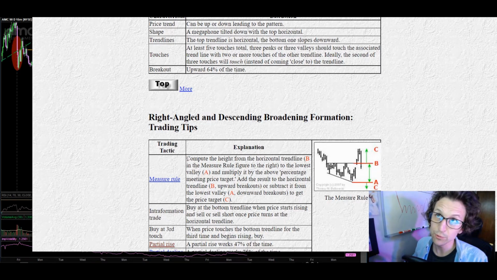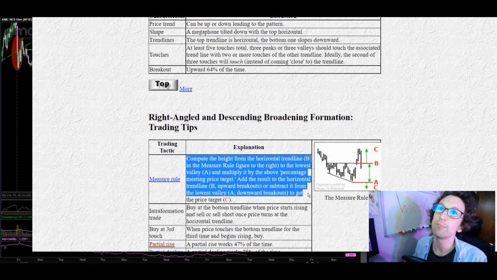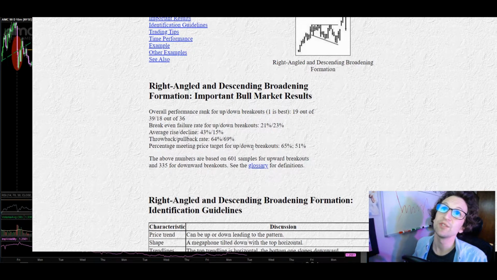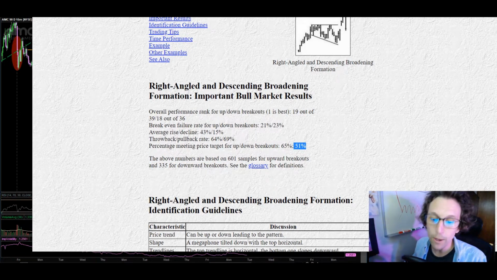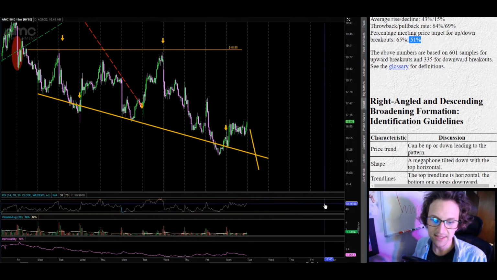Here we go, the measure rule. Compute the height from the horizontal trend line in the measure rule to the right to the lowest valley A, and then multiply it by the percentage mean price target. I can do that. Let's find out what the percentage mean price target is really quick. Percentage mean price target for up and downward breakouts. For down, it's 51%. How tall is our pattern is the next question. And let's just get to it.